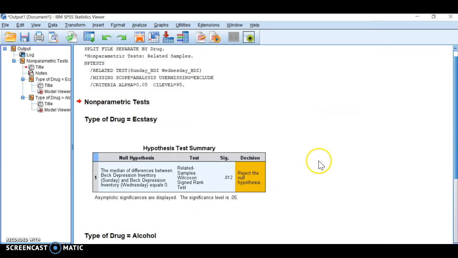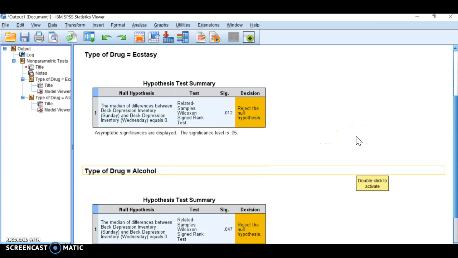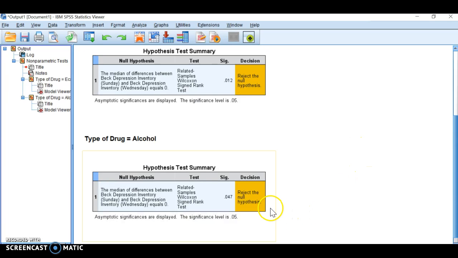And you're going to get a hypothesis summary for ecstasy. All right, and you're also going to get a hypothesis summary for alcohol. And both of these tell us that there is a significant difference between Sunday and Wednesday in those who took ecstasy. And there is a significant difference in depression between Sunday and Wednesday in those that took alcohol.